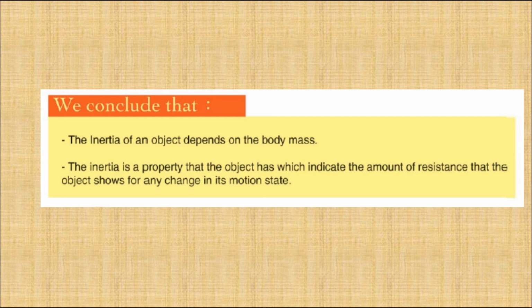The inertia definition is: the inertia is a property that the object has, which indicates the amount of resistance that the object shows to any change in its motion state.